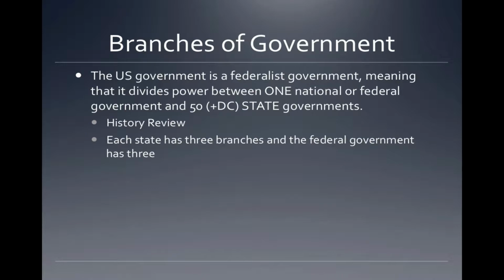There are 3 branches, and before we even get to that, let's review the concept of federalism. The U.S. government is a federalist government, meaning that it divides power between one national or federal government, so the President, the United States Congress, and the United States Supreme Court and lower courts on the federal side. And then we have state government and D.C. And each state can set up its own government how it wants, and then power is split between the two.